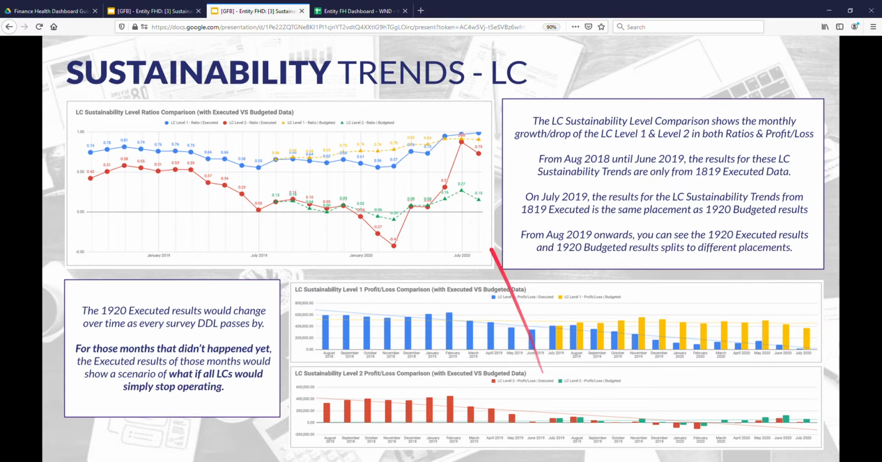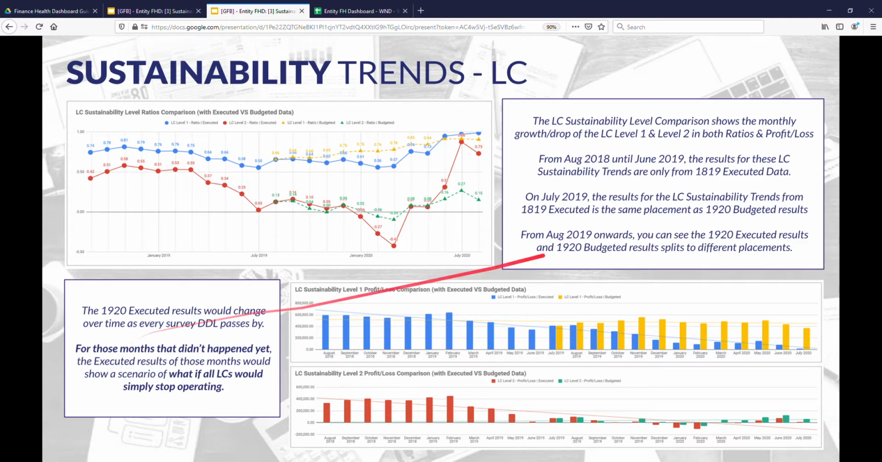So these are the two graphs. You may remember these from the dashboards before, where there are graphs for ratios comparison and graphs for profit losses comparison. But the main difference here is the budgeted results, so that you can see how the projection based on the 1920 budgeted is going to work. You can see, based on your budget, whether you are going to do better or worse.